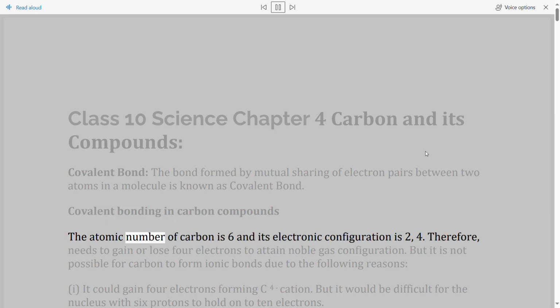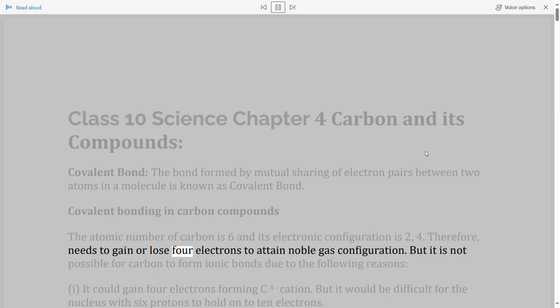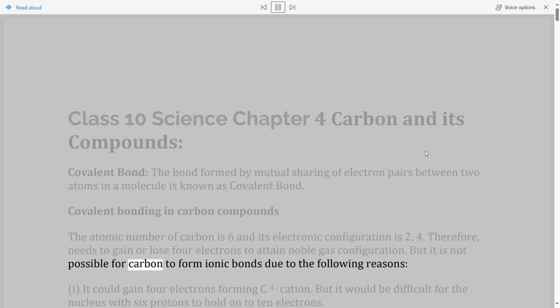The atomic number of carbon is 6 and its electronic configuration is 2, 4. Therefore, it needs to gain or lose 4 electrons to attain noble gas configuration. But it is not possible for carbon to form ionic bonds due to the following reasons.